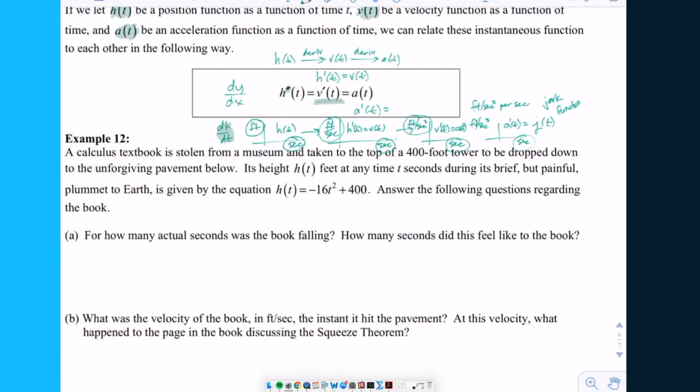So anyway, example 12. We have time for example 12. Oh, yes, we do. Get this. This is like an old problem. This dates how old this is. Look at this. A calculus textbook. What is that?